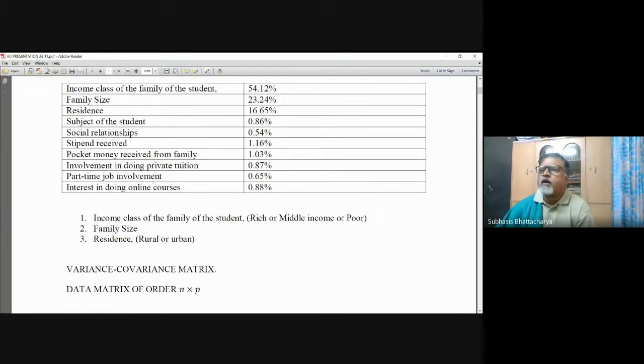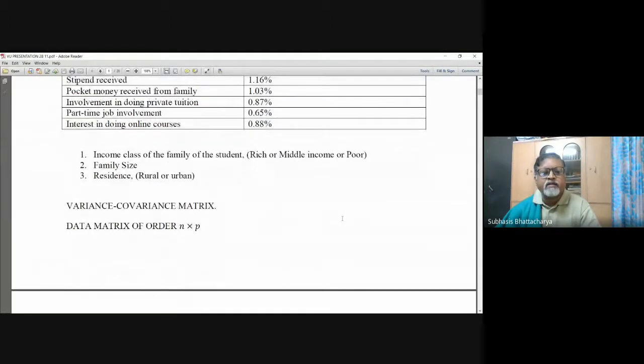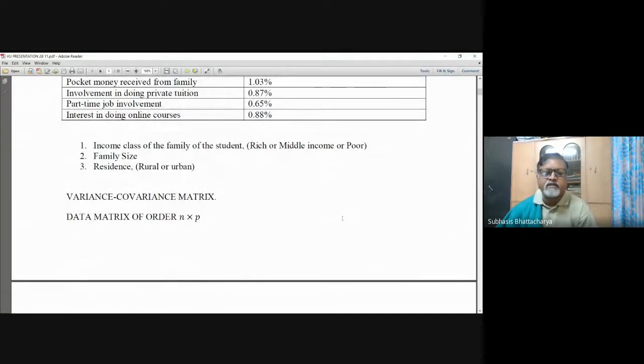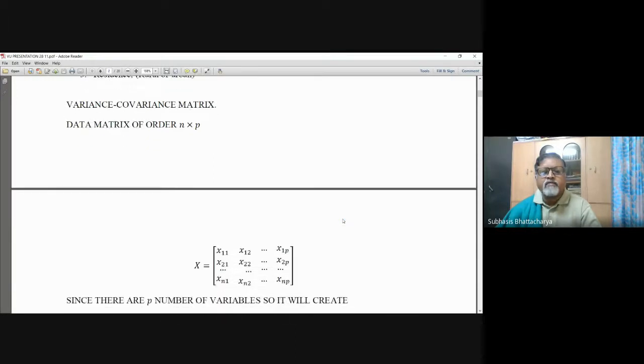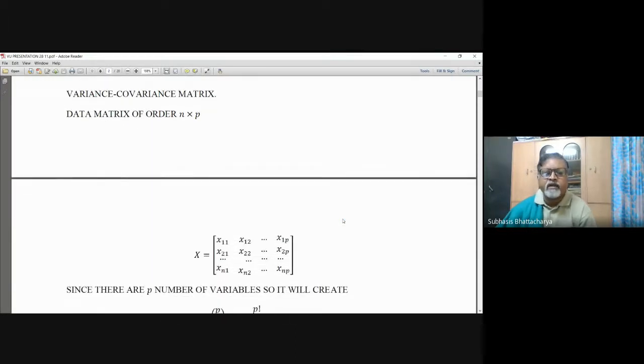So we are considering a data matrix. Suppose we are considering a data matrix whose size is n cross p. That means the number of rows is n and the number of columns is p. The columns are like before, what I am writing, that is x, in the form of p number of variables and n number of data points. So if I consider this a data matrix, you know the formula of variance and covariance.